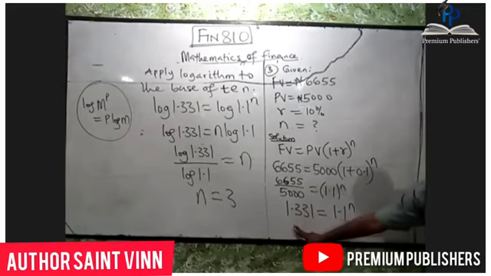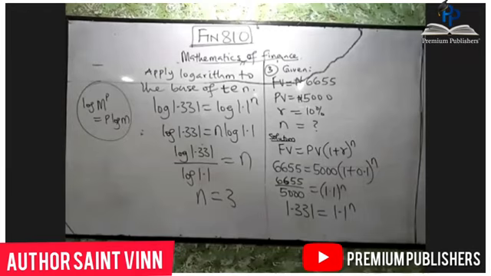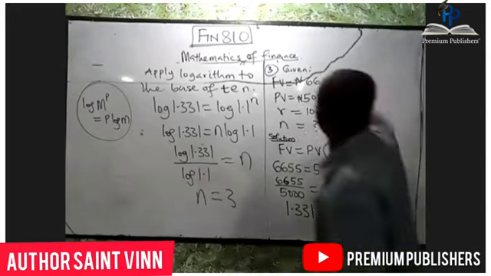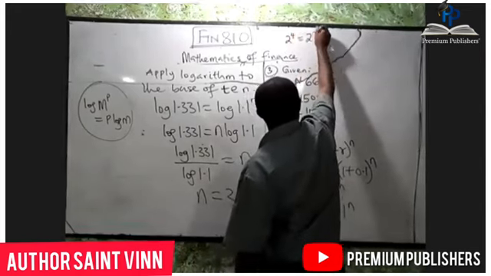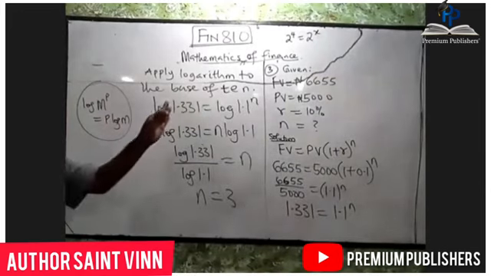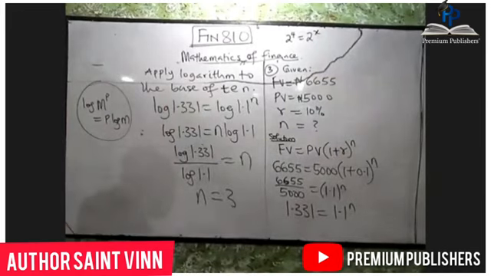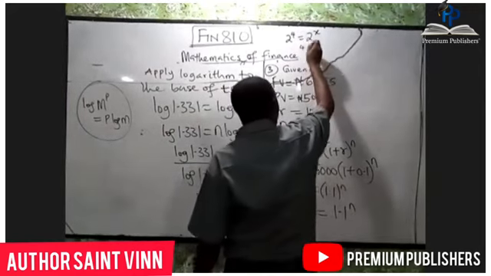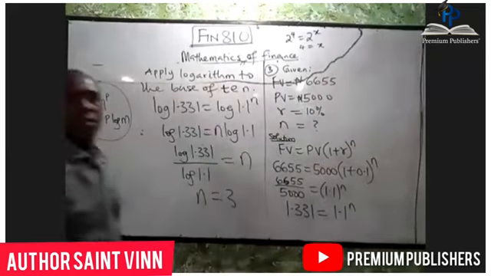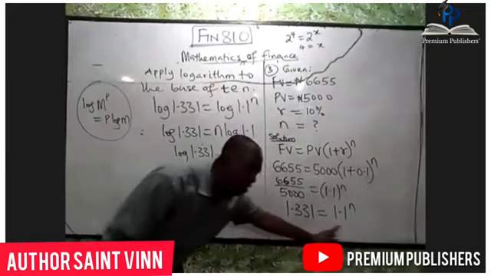For instance, assuming the question was this: 2 raised to power 4 equal to 2 raised to power what? And the base is 2. Because the bases are the same, therefore 4 is equal to what? x. But in this one, the bases are not the same.